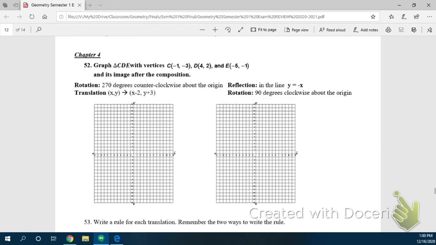Looking at chapter 4, this one's a little bit hard to show with my iPad because we're talking about these compositions, and there's a lot of rotations, so you guys will need to really use your paper to help you. When we are graphing CDE, you need to start with the original, which is -1, 3, -1, -3, 4, 2, and -5, -1. Make sure that you label.